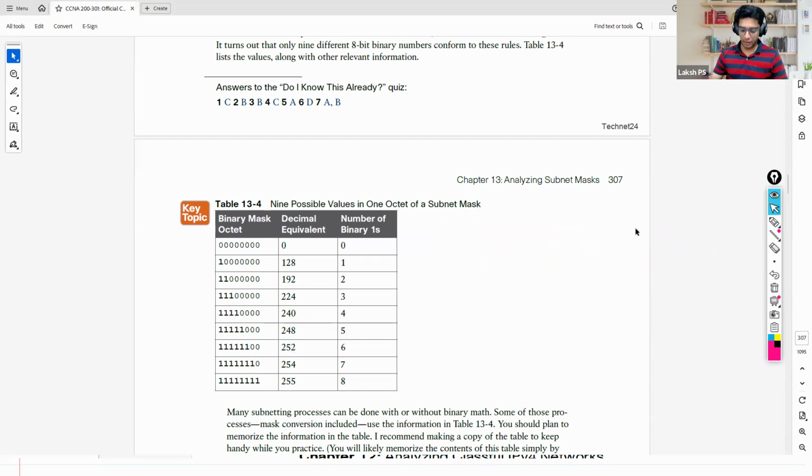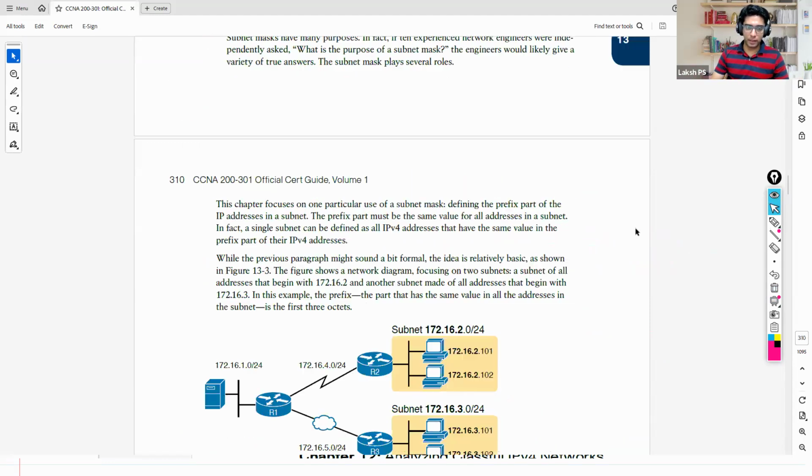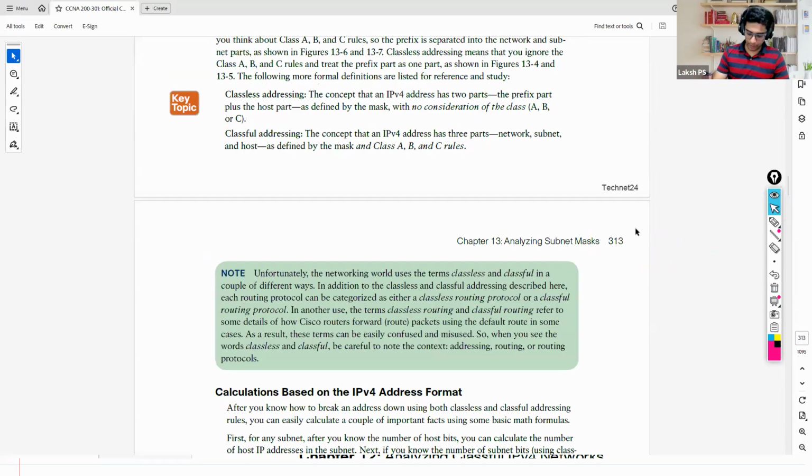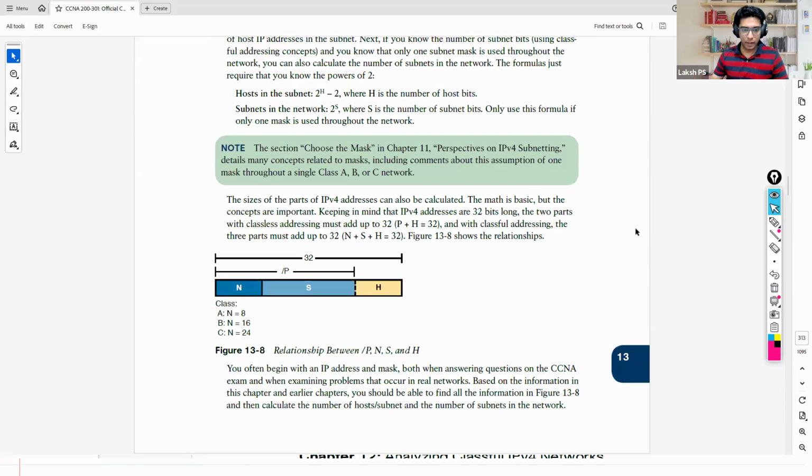Now, coming to our important part: understanding what a subnet is in an IP address. A subnet in an IP address is nothing but a subset of the whole network. A subset of a bigger network is a subnet.